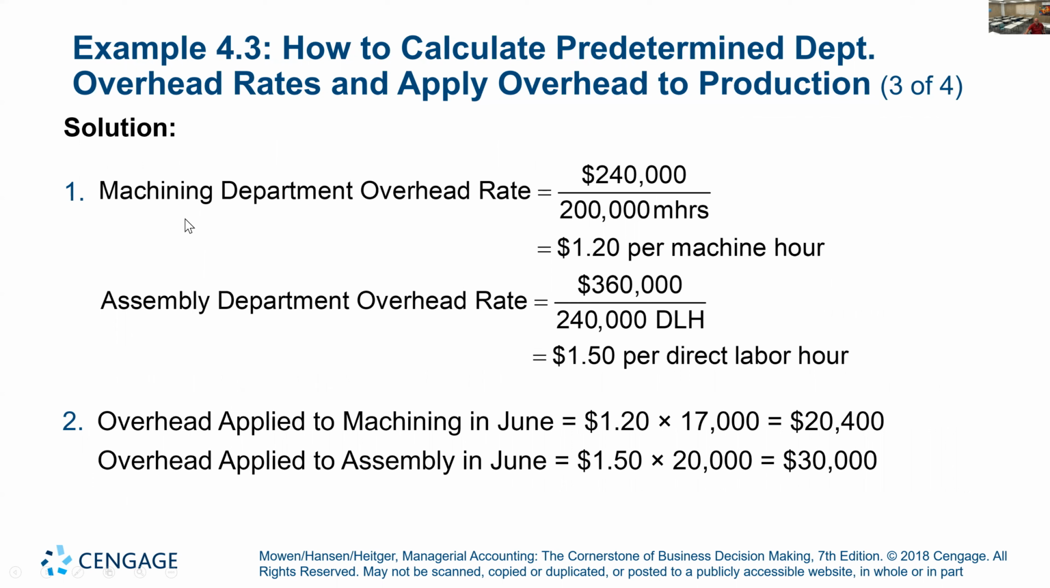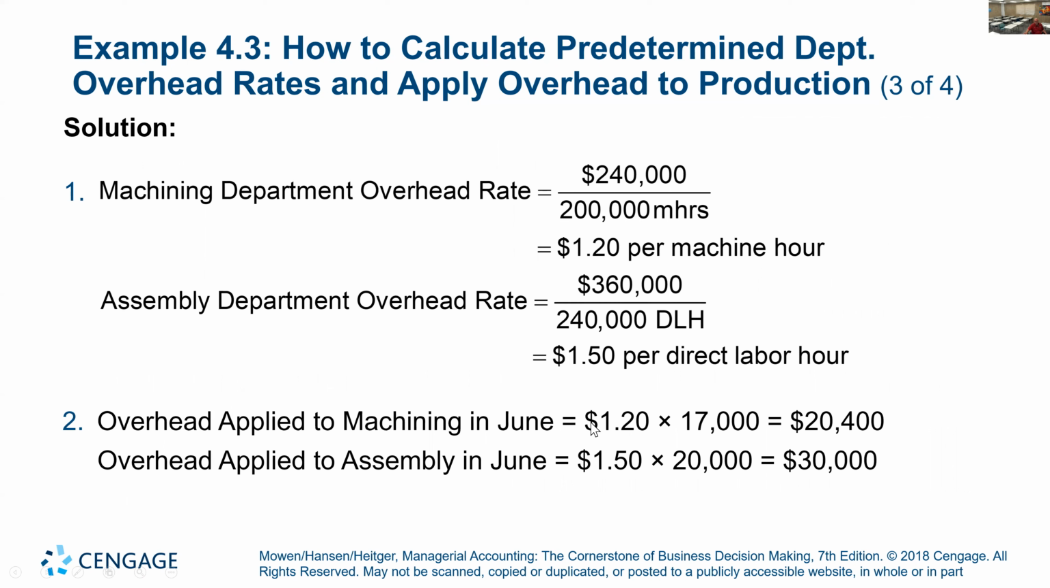For the machining department, we go back to the very first slide, slide number 1 of example 4.3, where we had all of our estimates. It gave us that $240,000 was the machining department cost, and they estimated 2,000 machine hours. So we are going to apply overhead at $1.20 per machine hour. In the assembly department, our estimated cost was divided by our base, which was direct labor hours, or $1.50 per labor hour. And when we applied it, it's the same process, only we have to apply it twice.